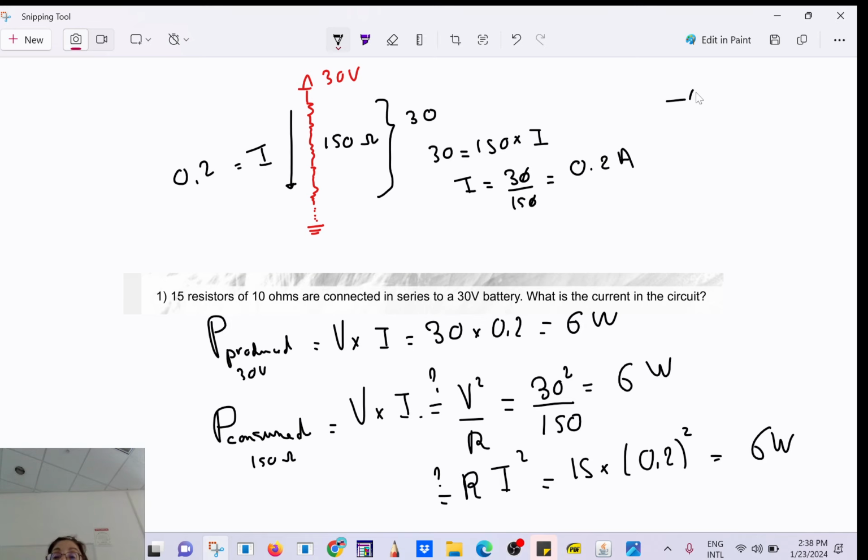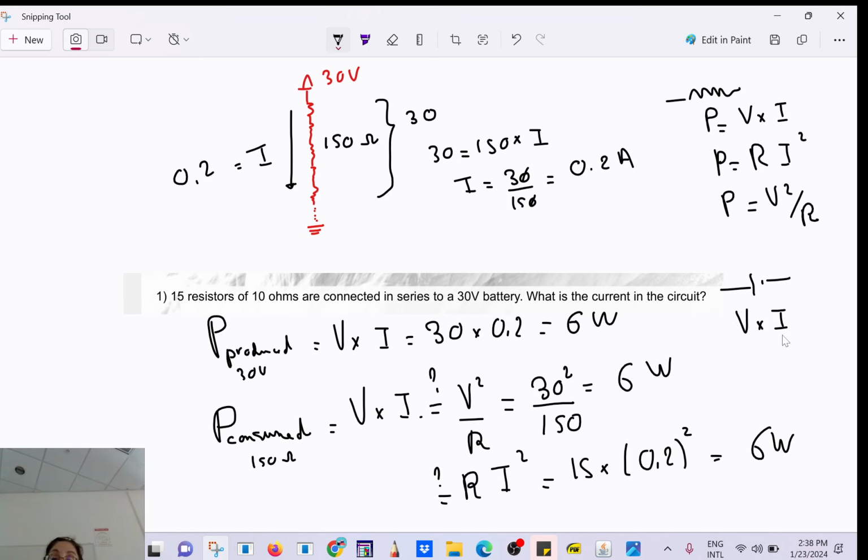Conclusion. When you have a resistance, the power consumed, you can write that down as V times I, so that will be the voltage drop times the current going through it. Or you can say it is R I squared. Or you can say it is V squared over R. If you have a power supply, or an LED, or any kind of load that does not follow Ohm's law, then you just use V times I. Okay? Is that better?